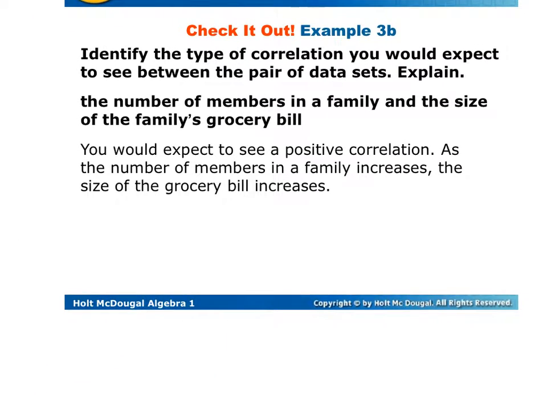The number of members in a family and the size of a family's grocery bill. So let's say you have 2 people in your family and your friend has 5 people. Who's going to have to pay more in groceries? The 2 people family or the 5 people? The 5 people. So as you get more and more members in your family, the amount you pay for groceries is going to increase. So this would be a positive correlation.